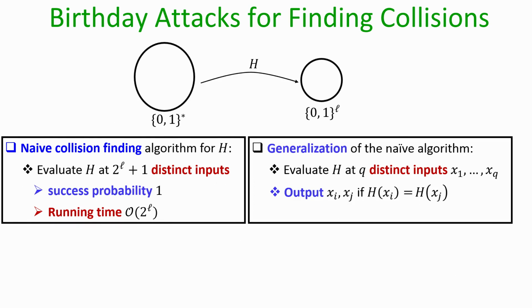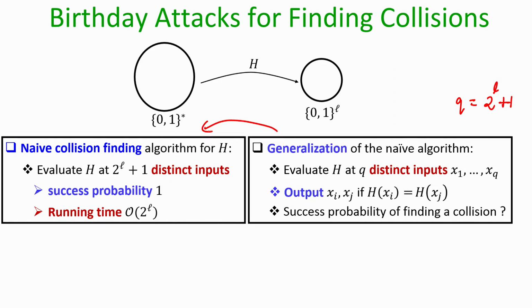You evaluate this hash function at q distinct inputs, which I denote by x sub 1 up to x sub q, and you obtain the hash values, and you check whether there exists a pair x_i, x_j such that their hash values are the same. Now, we are interested to argue here what is the success probability of this generalized algorithm. So, remember, if little q is set to 2 to the power L plus 1, then basically this generalized algorithm becomes the naive algorithm. In that case the success probability is 1.